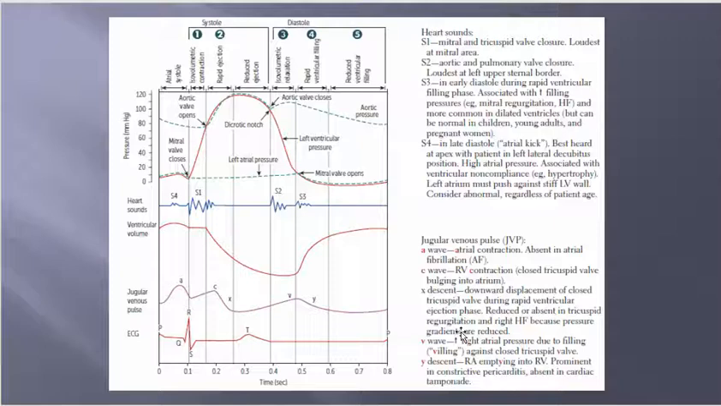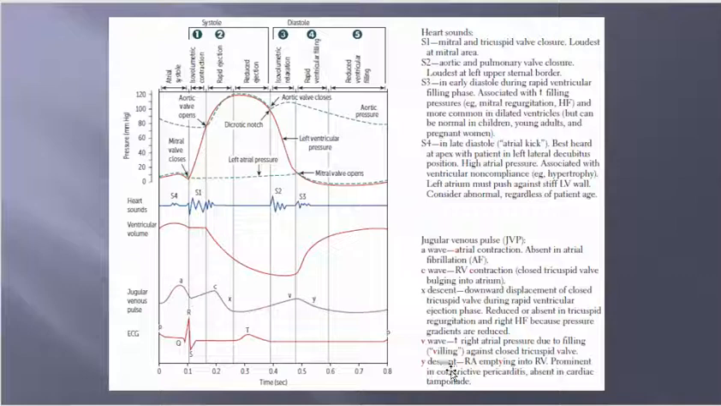Happens during the rapid ventricular ejection phase, reduced or absent in tricuspid regurgitation and right heart failure, pressure gradients are reduced. And then you have your V wave, which is right here. Now we're in the diastole. You have an increase in your right atrial pressure because why? The right ventricle is starting to fill.